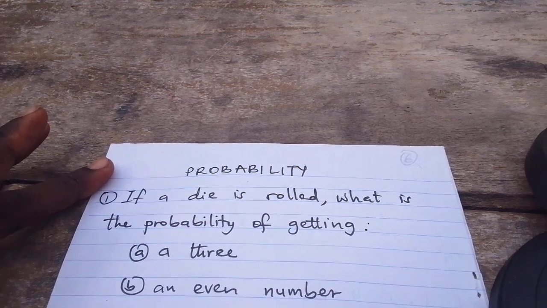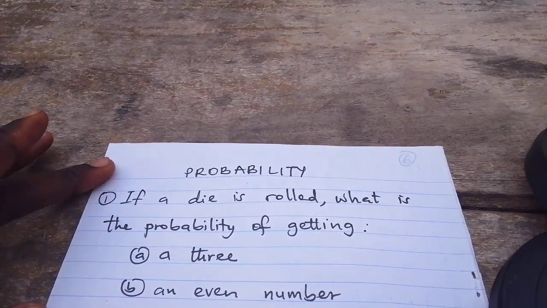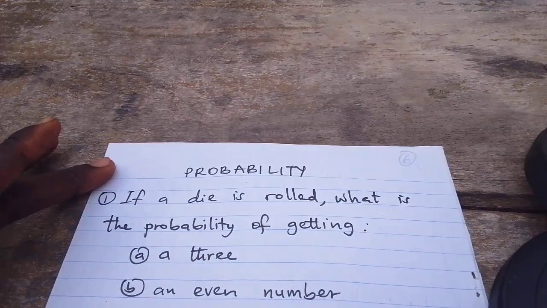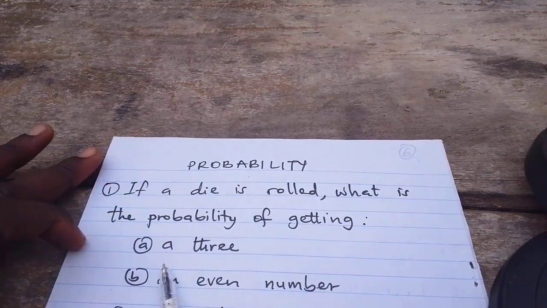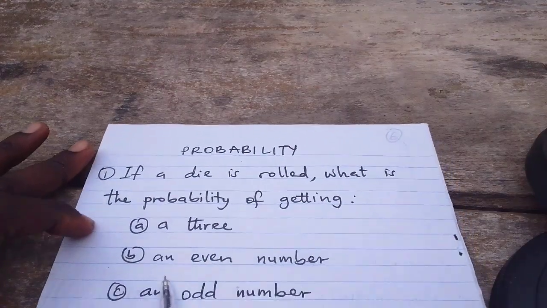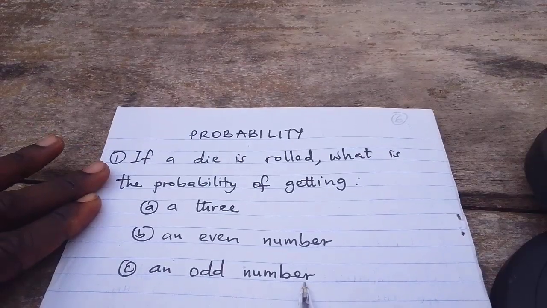Hey students, we are still on probability. Let's consider this question. If a die is rolled, what is the probability of getting A, a 3, B, an even number, C, an odd number?